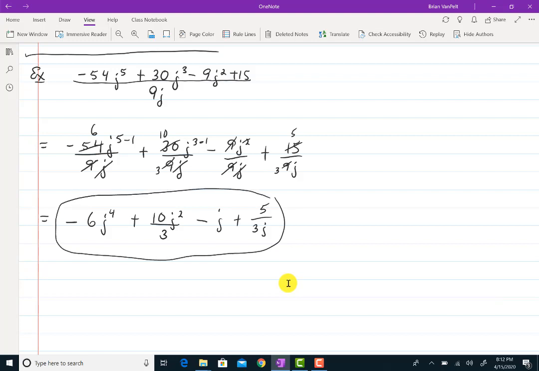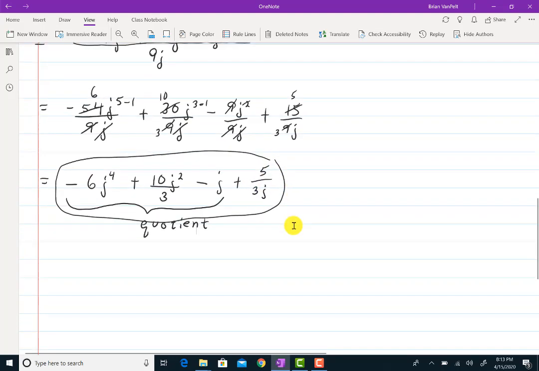For those whose instructors care about this stuff, not that big of a deal to me, since we're not going to do much with this kind of division. But all of this stuff before the fraction with the j in the denominator, all of it in front of it, is called the quotient. And then you have the fractional part.